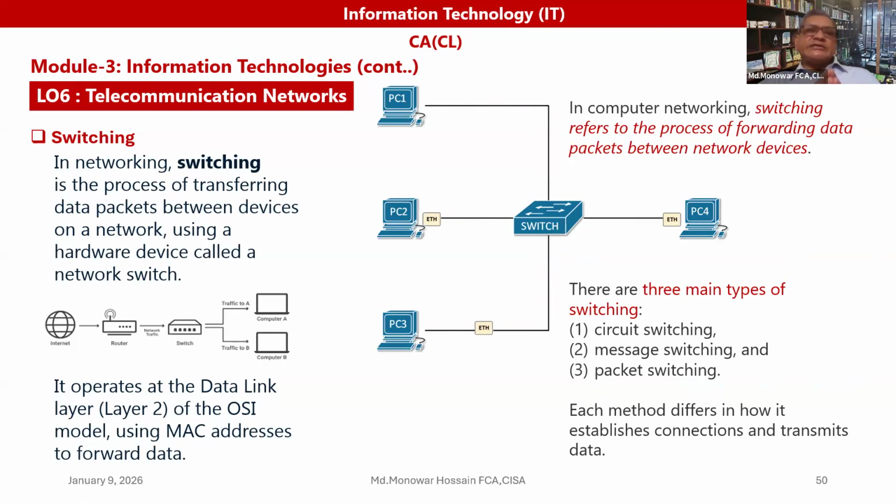So we can say that switching is the process of transferring data packets between devices on a network using a hardware device. That hardware device is the switch, and there are three types of switching: circuit switching, message switching, and packet switching.